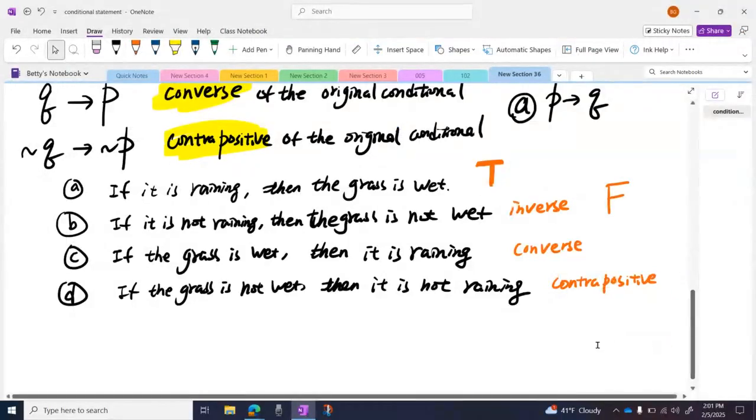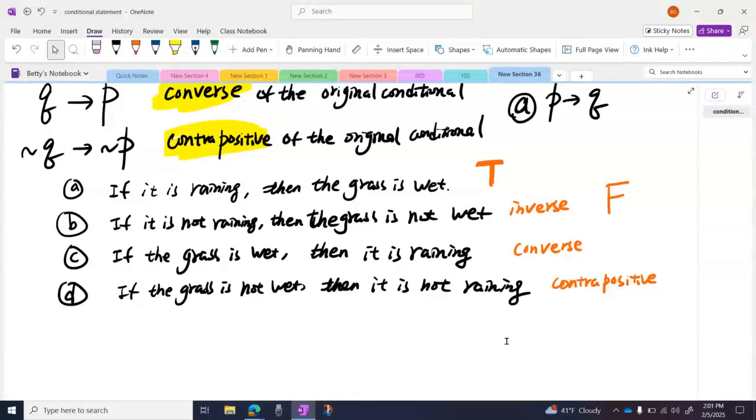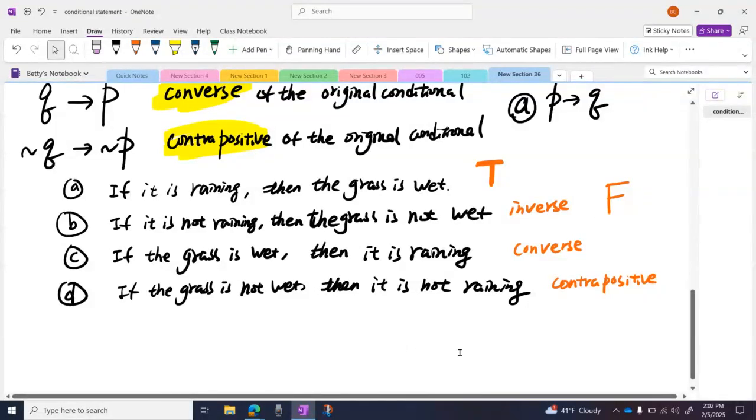Because not raining does not necessarily directly cause the grass to be dry. There's another reason that can make the grass wet, right? I hope you agree with me. Part C, let's read the sentence. If the grass is wet, then it is raining.